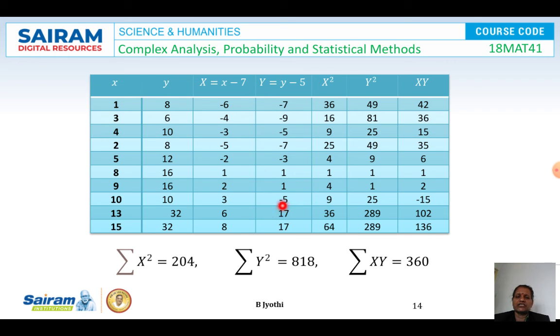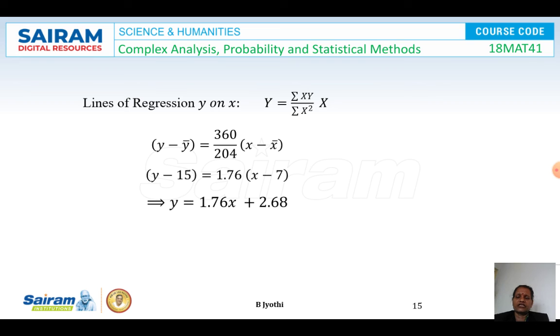So after calculation we will be taking x square, y square and xy. Once you do this, we will take the sum of x square, y square and xy, which is 360. Next what we will do is lines of regression y on x. So capital Y is given by sigma xy by sigma x square into capital X, that is y minus y bar is 360 divided by 204 into x minus x bar, and y minus 15 is equal to 1.76 into x minus 7, and small y is equal to 1.76x plus 2.68.